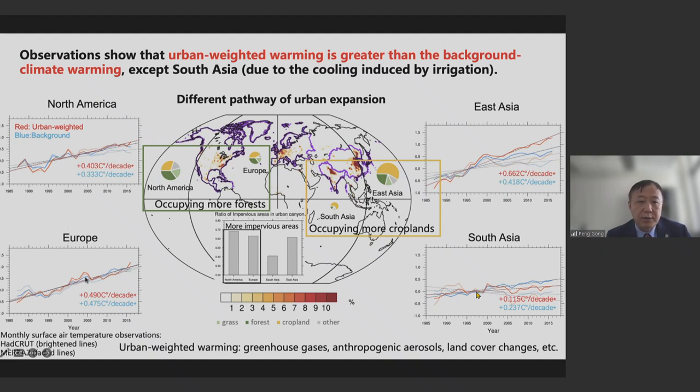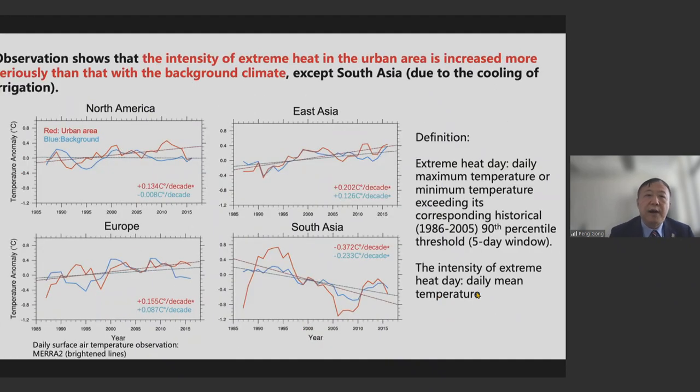Europe also, not so obvious, but in South Asia, in the past 10, 20 years, urbanized areas are actually contributing less to the heat. We also find that the intensity of extreme heat in urban areas has increased more seriously than the background climate in rural areas. So there are some examples for North America, East Asia, and Europe. Again, in South Asia, there are some effects which differ; the whole world at different times may have different effects. Basically, we can't really see them all consistently at the same time.